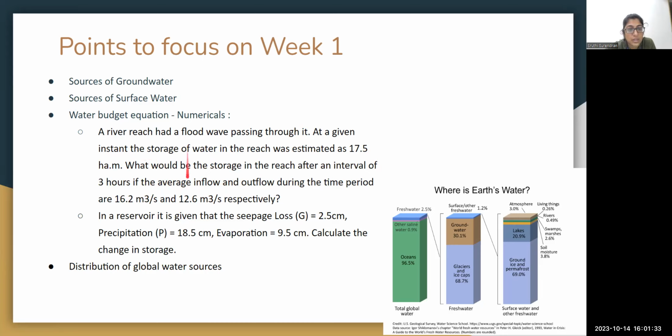So we have the initial storage. From these two components we can get the final storage. So what is the change in the storage can be understood from the water budget equation. So problems like this also are something that you might need to focus on.